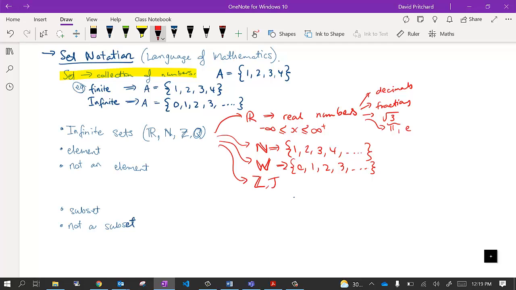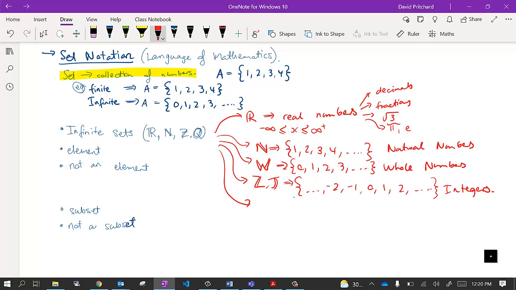Z is integers, and integers are starting at negative infinity, so ... -2, -1, 0, 1, 2, and so on. So integers include negative numbers. I should be writing what these are. So this is natural numbers, whole numbers, and integers.